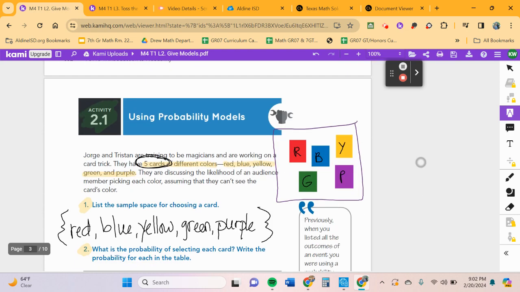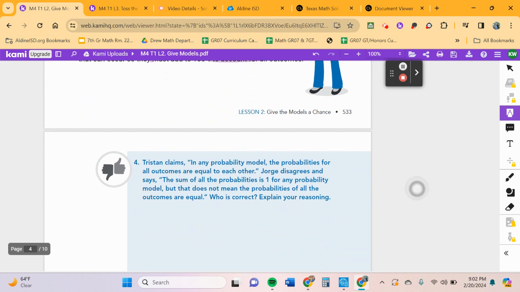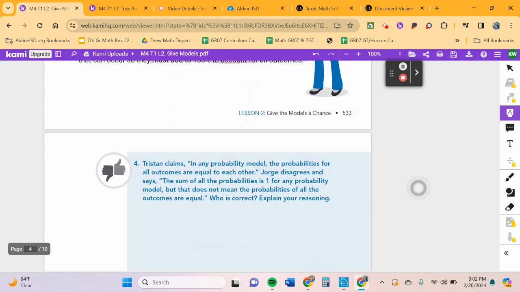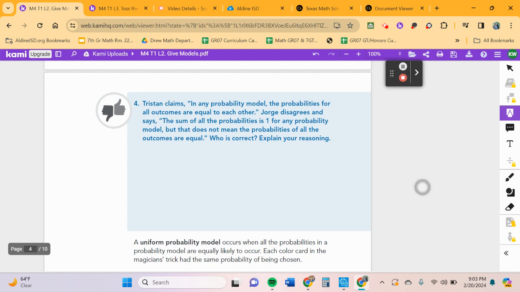And then Jorge says, I respectfully disagree. Actually, the sum of the probabilities is always going to be 1, just like it was in our last activity or this activity. And he's also saying that that doesn't necessarily mean that all of the probabilities will be equally likely or will be equal to each other. So think about who is correct here. Is it Tristan or is it Jorge? I want you to take 1 minute and 1 minute only to write your response. Who is correct? Pause here.